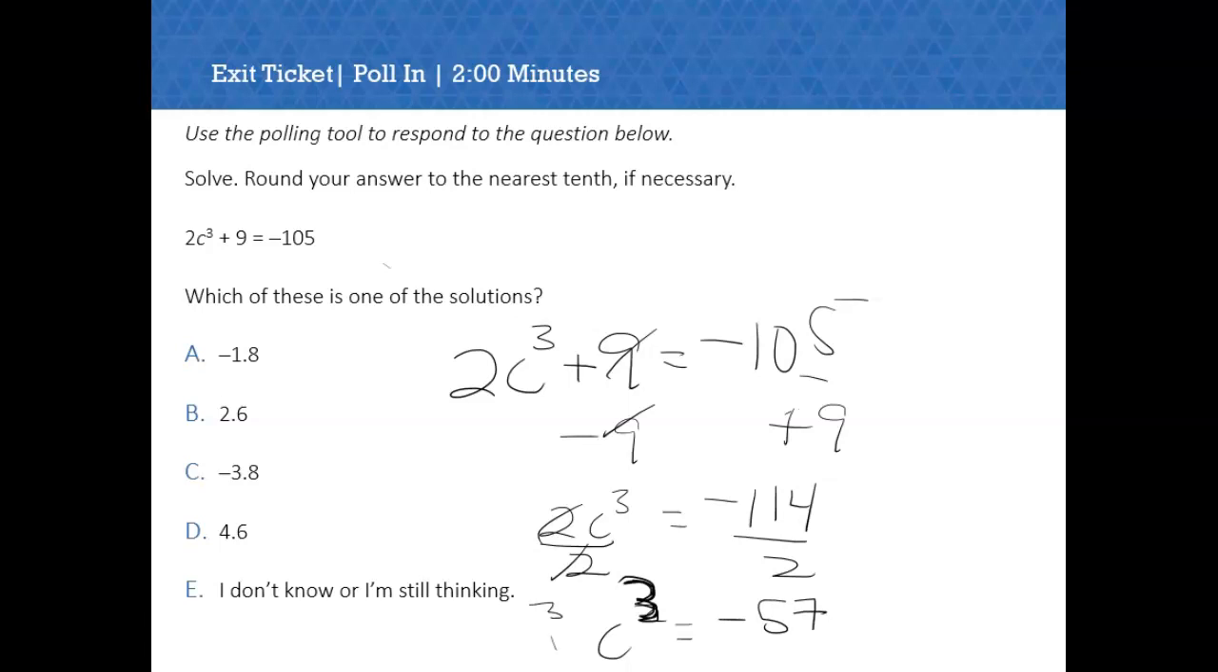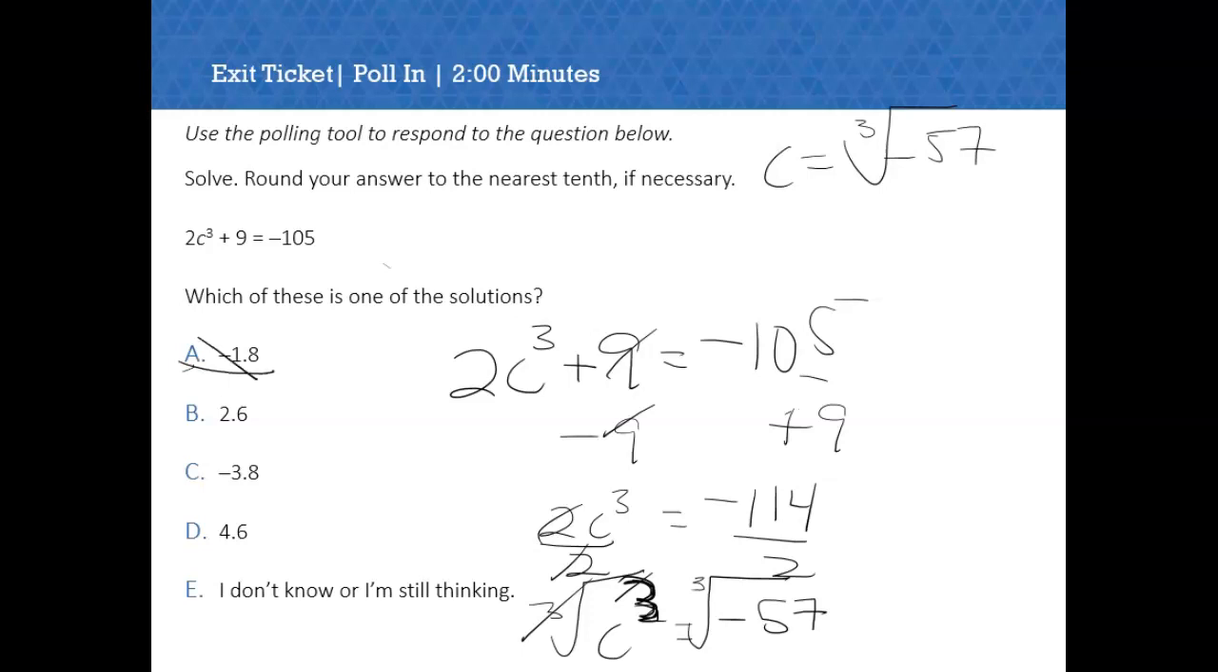So now we take the cube root of both sides. Those cancel. So we get C equals the cube root of negative 57. So we're looking for a number times itself 3 times to get us negative 57. So let's check it. Negative 1.8. So negative 1.8 times negative 1.8 times negative 1.8 is negative 5.8. So that's not right.